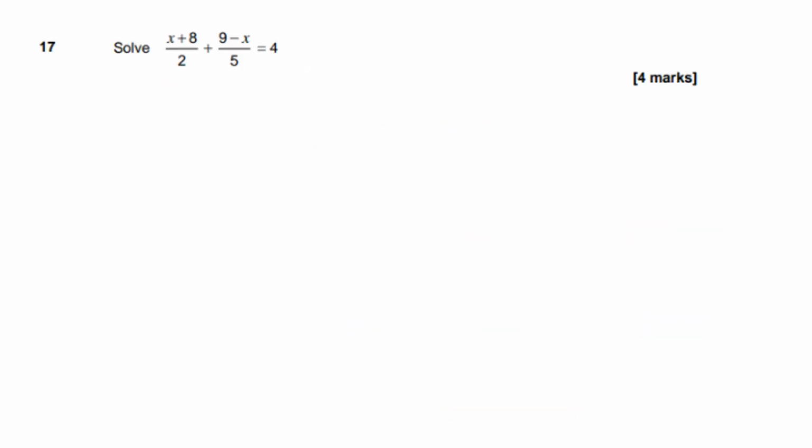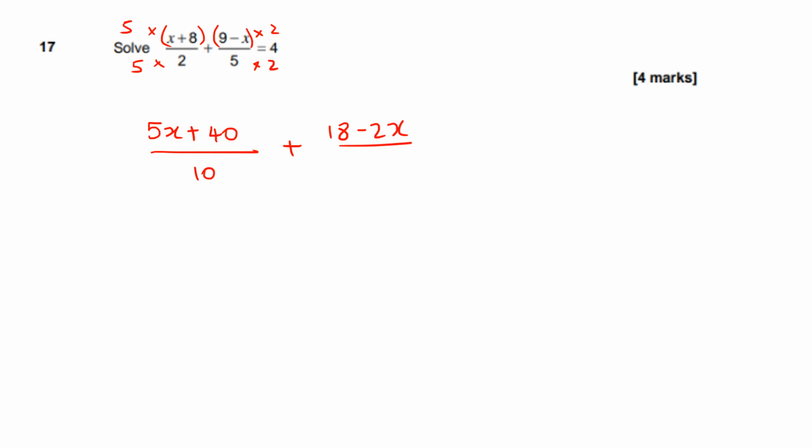Right, question 17. Solve (x plus 8) over 2 plus (9 minus x) over 5 is equal to 4. Of course, we're adding fractions, so we need to make sure that we have the same denominator. So we need to times these by, which means we're going to have to expand brackets. 5 times x is 5x. 5 times 8 is going to give you 40. 5 times 2 is 10. 18, take away 2x, over 10 is equal to 4.